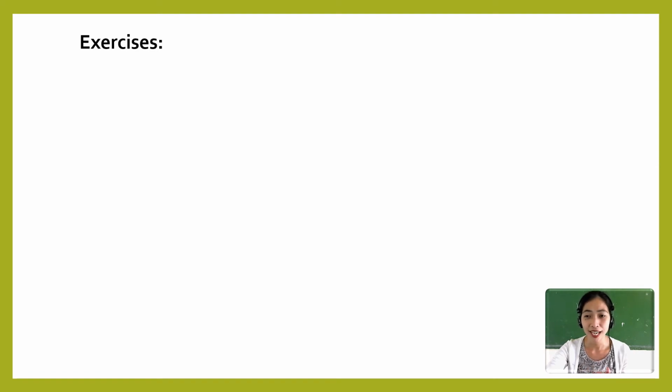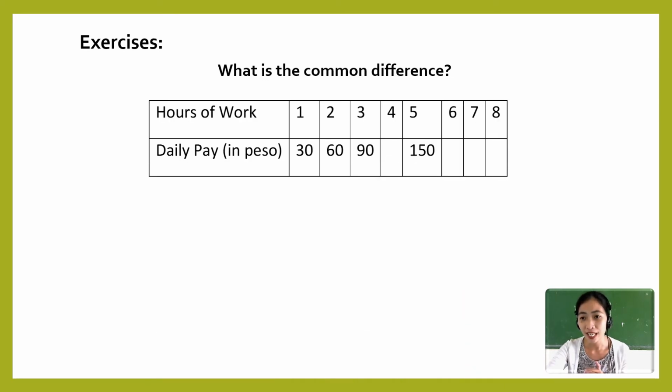So let's have exercises. What is the common difference? Here we are illustrating an arithmetic sequence using a table. Your input here is the number of hours of work. Then the output, your arithmetic sequence, is the daily pay. This is in connection to a certain problem. So 30, 60, 90, blank, 150.